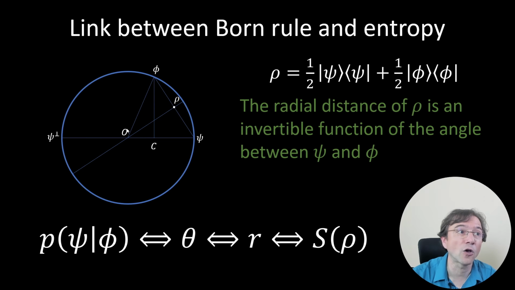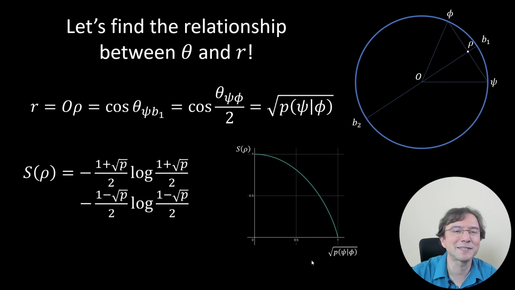So the radial distance of rho is an invertible function of the angle between psi and phi on the Bloch sphere. We can go between this R and this angle, and we saw that the angle was one-to-one with the Born rule, and the distance to the center is one-to-one with the entropy. Then we can go one-to-one from the probability of the Born rule to the entropy. This is why we should strive to understand things more concretely, more geometrically, because then we can see all these intuitions, and this is exactly what reverse physics is all about, being able to see this connection. Okay, so there is this relationship.